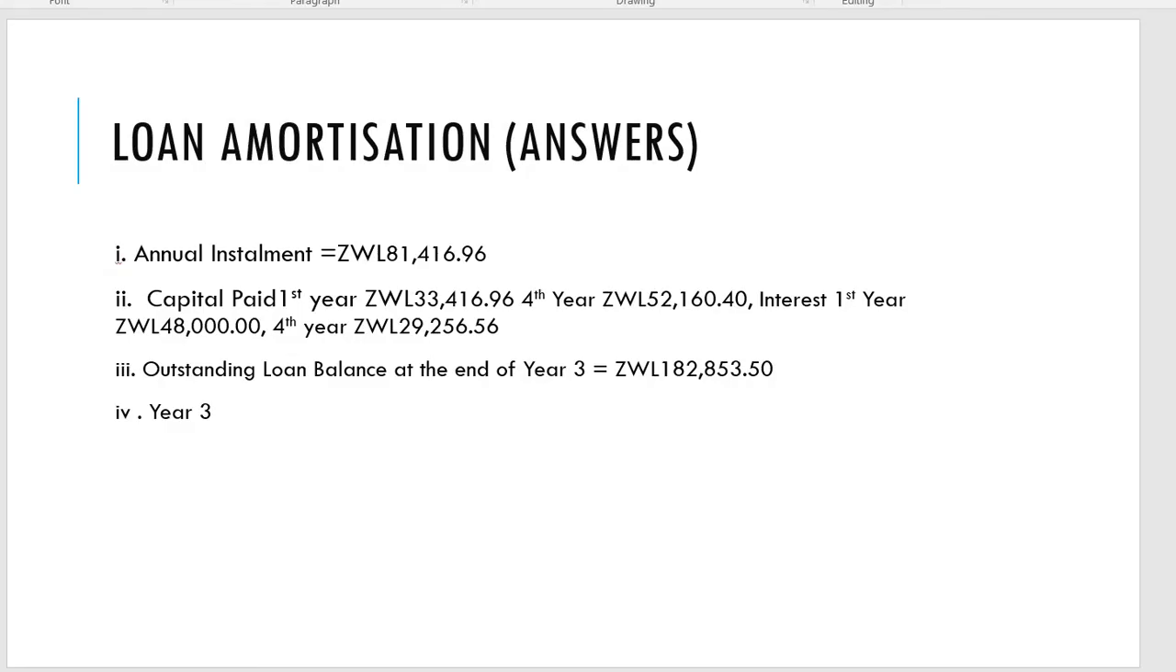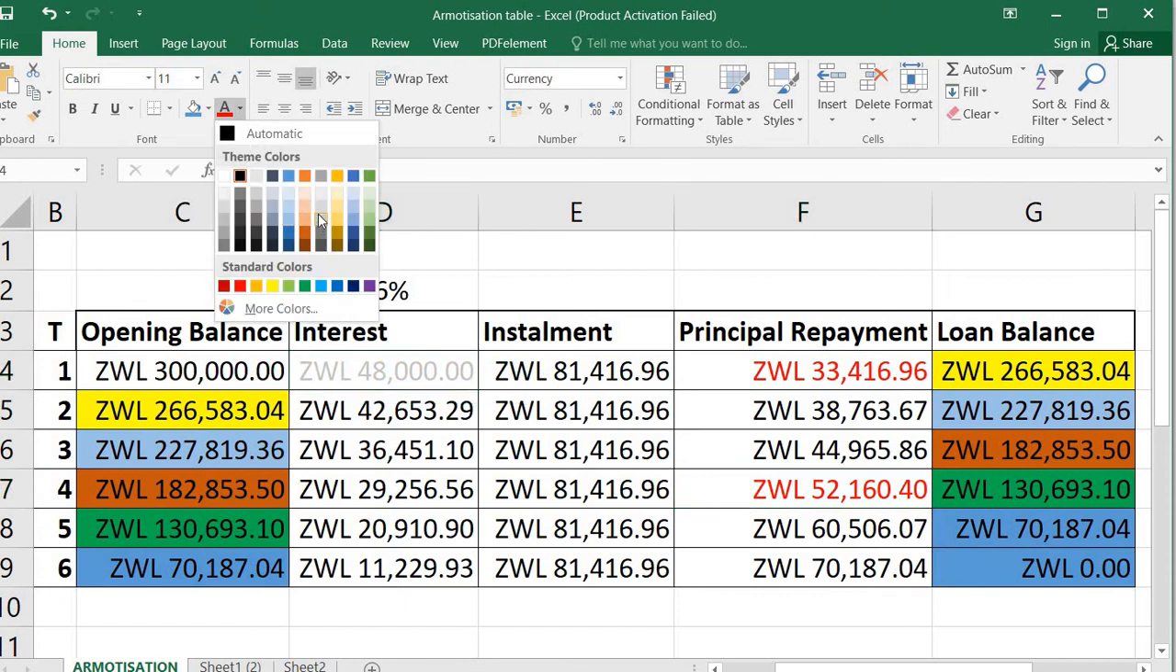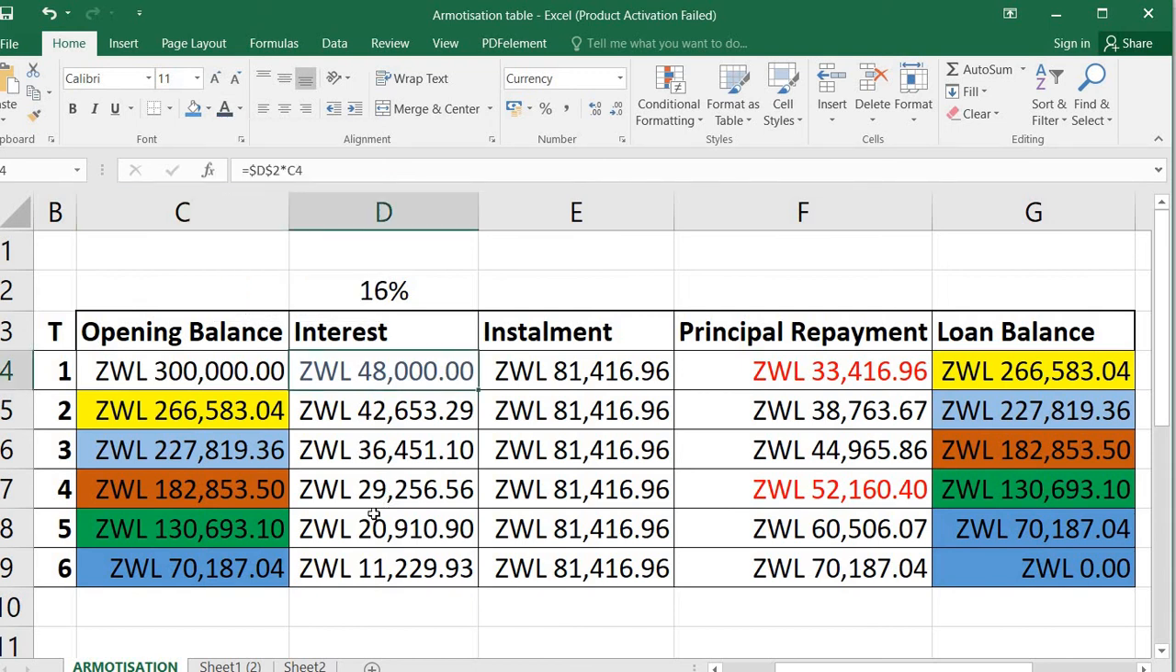Then interest paid in the first year and interest paid in the fourth year. Now, interest paid in the first year, it's 48,000. That one. That's the interest in the first year. How can we write this one now? That's interest in the first year. And then interest in the fourth year is 29 something there.